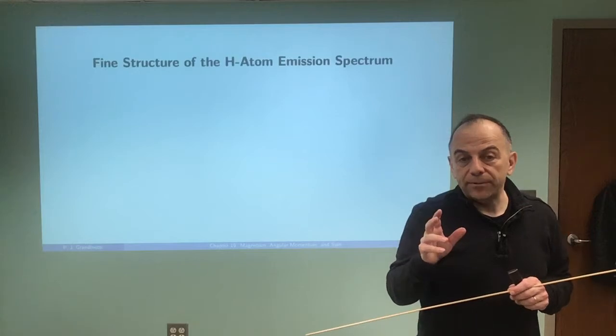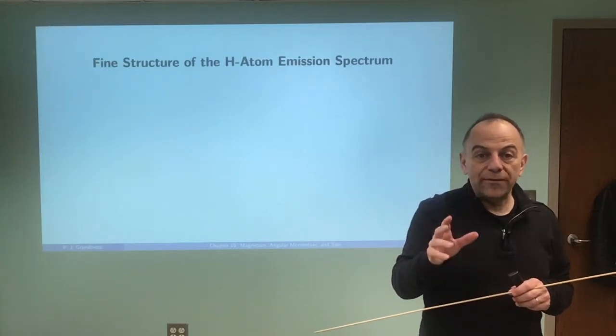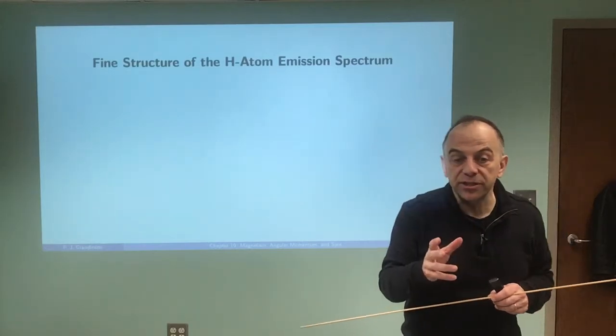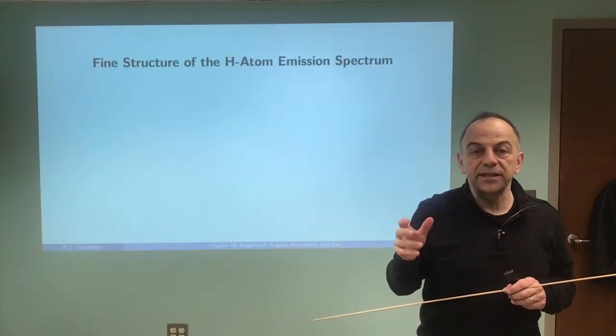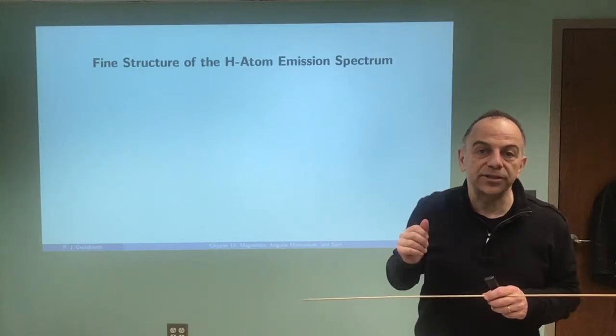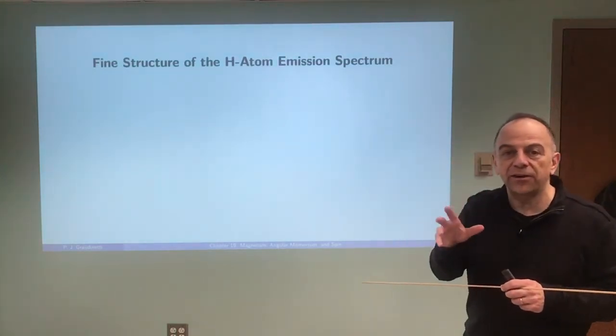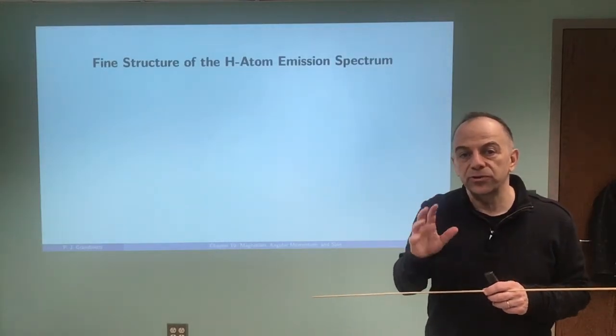Now, earlier in the chapter, we saw that Schrodinger's solution to the wave equation for the hydrogen atom was successfully able to predict the positions of the Lyman and Balmer series in the emission spectra of hydrogen. But there were finer details in the emission spectra that were not accounted for by Schrodinger's original solution.